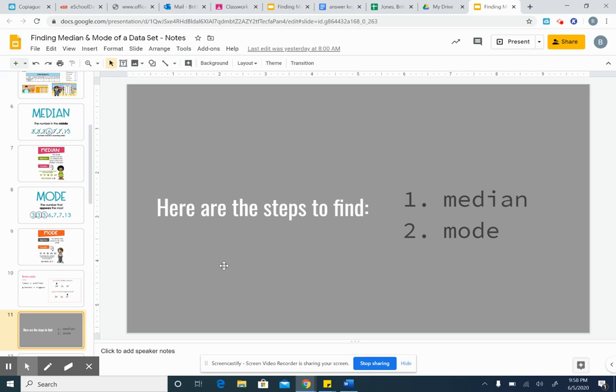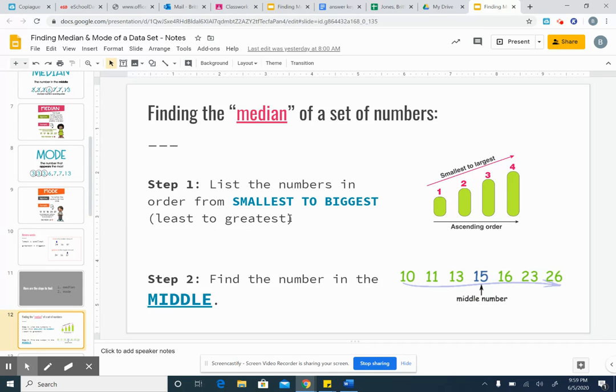Now let's go through some steps about how to find median and mode when you're given a group of numbers. Let's start off by learning about how to find the median or the middle number. Really what this comes down to is whatever numbers you're given, put them in order from smallest to biggest, and then find the number in the middle. Okay, so just like the example here, put your numbers in order from smallest to largest, find the number in the middle, and that's the median.